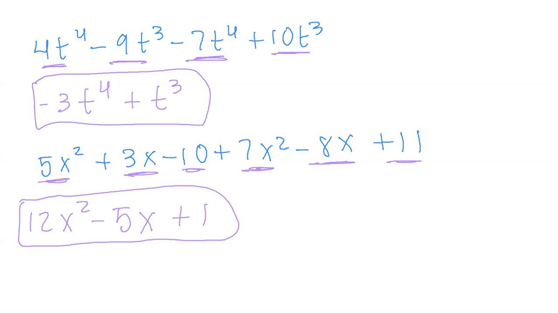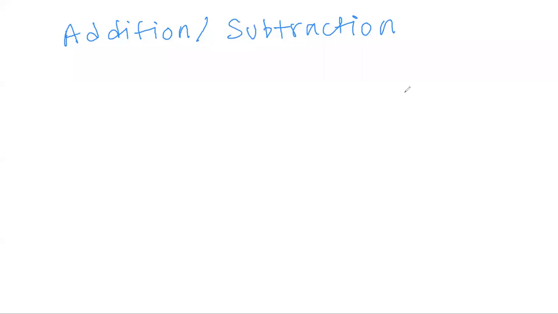So let's see where we can continue on to. Okay, so the next thing that we'll talk about is addition and subtraction. So let's start with probably some addition problems. Okay, so I have negative 3x cubed plus 2x minus 4 plus 4x cubed plus 3x squared plus 2.